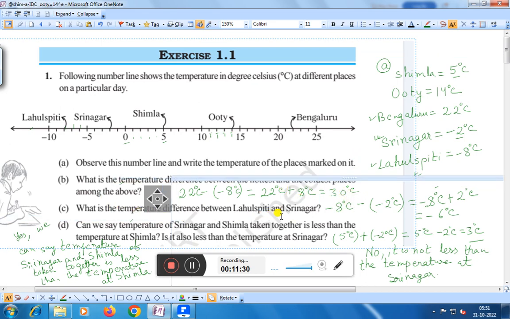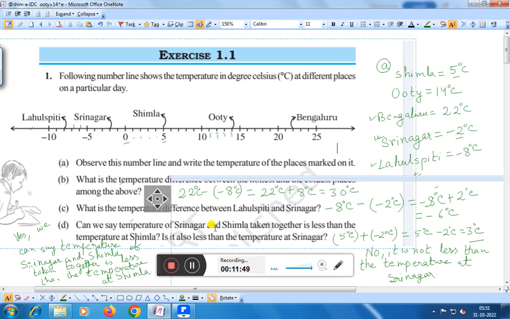What is the temperature difference between Lahaul Spiti and Srinagar? The temperature of Lahaul Spiti is minus 8 degrees centigrade and the temperature of Srinagar is minus 2 degrees centigrade. Therefore, minus 8 degrees centigrade plus 2 degrees centigrade is equal to minus 6 degrees centigrade. Right? Can you say the temperature of Srinagar and Simla taken together is less than the temperature at Simla?